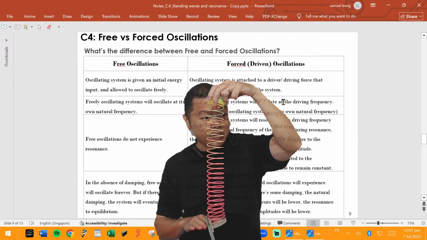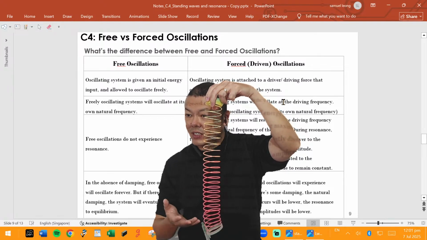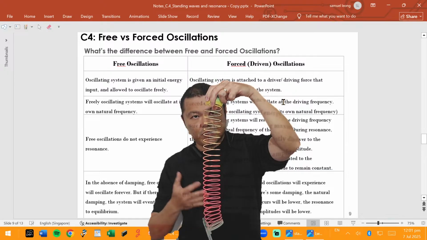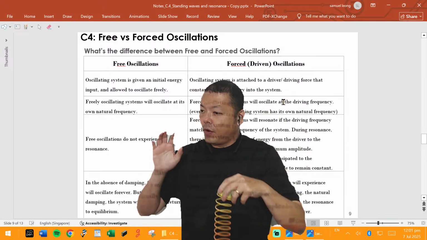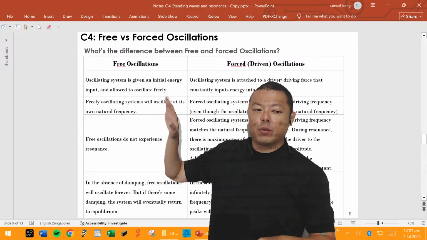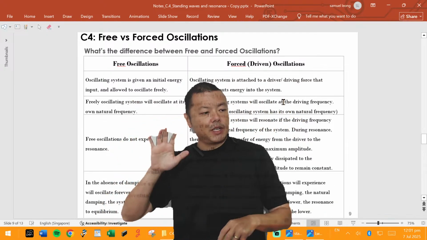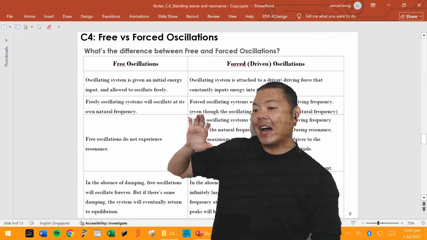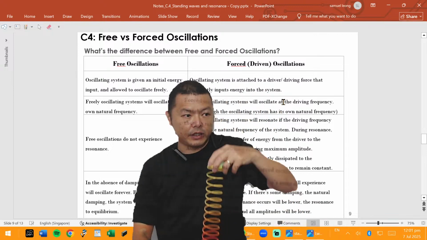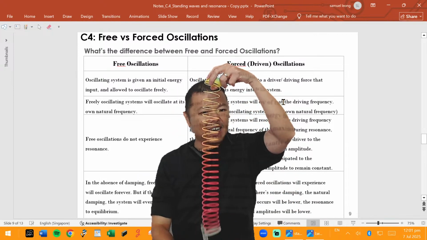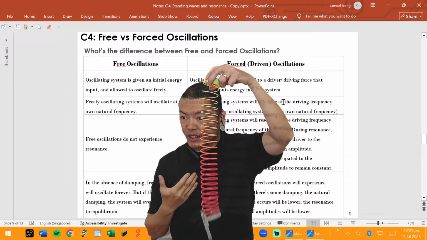Why does it come to a stop? Because of air resistance, because of friction or whatever it is. Eventually, it will come to a stop. So for the first part, you know how we do physics. We always try to learn the ideal situation first. So in the ideal situation, what happens to a free oscillation? It will just oscillate like this forever.